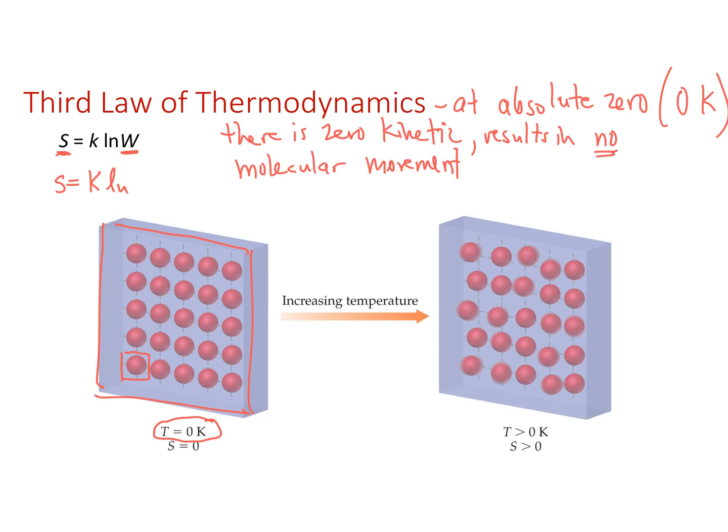So how many microstates would you need? You would need enough microstates, enough pictures of this to describe all possible arrangements. If nothing is moving in this system, one picture would suffice. One picture would describe all the possible arrangements. So I would have one microstate, and the natural log of 1 is 0. So I take the natural log of 1, that's 0, multiply that by Boltzmann's constant. Entropy would be 0. So at absolute 0, there is 0 entropy.